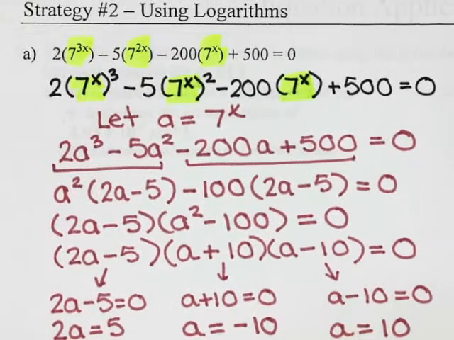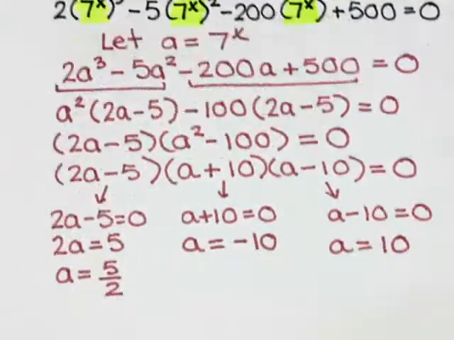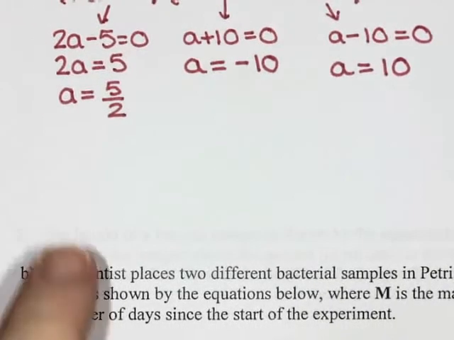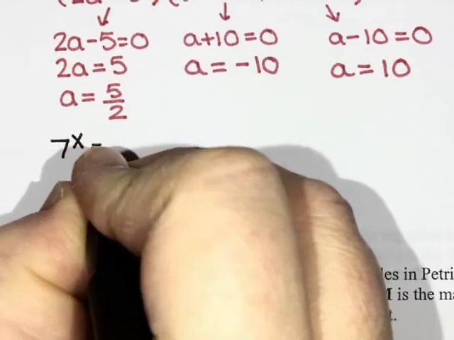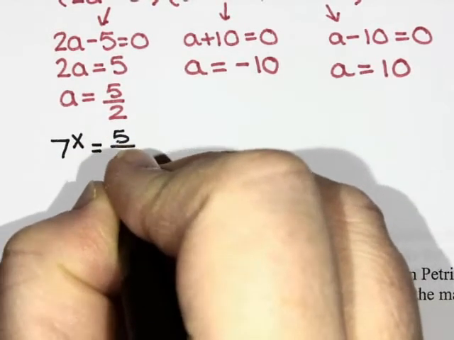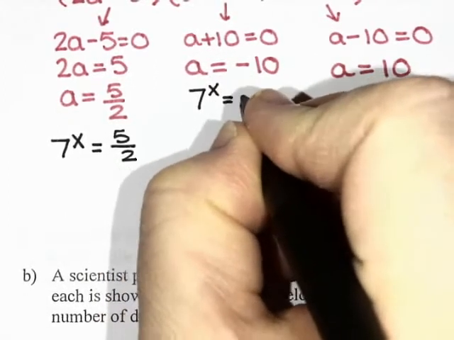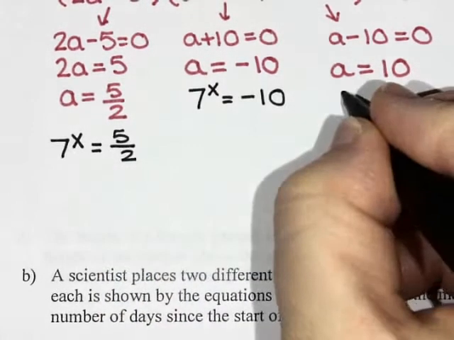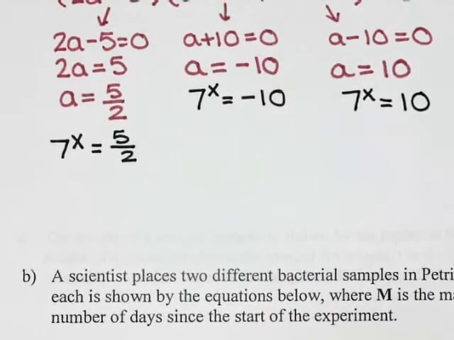The original question had x's. So I need to reintroduce that 7 to the power of x. So I'm going to take out the a and put back in 7 to the power of x. So 7 to the power of x equals 5 over 2. 7 to the power of x equals negative 10. And 7 to the power of x equals positive 10.